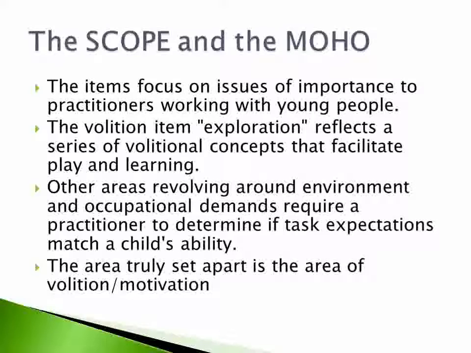Now we're going to look at how the SCOPE and the MOHO go together. The items focus on issues of importance to practitioners working with children. The volition item, exploration, reflects a series of volition concepts that facilitate play and learning. The act of exploration requires a child to have a level of interest, believe in the capacity to engage in the environment, and make an activity choice to try something. Other areas revolving around the environment and occupational demands require a practitioner to determine if task expectations match a child's ability. When task demands are under or over demanding, a child's ability to perform successfully will be impacted. The area truly set apart through the use of the SCOPE is the area of volition and motivation.